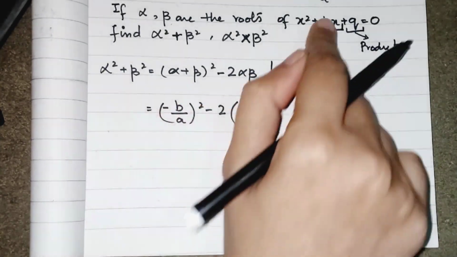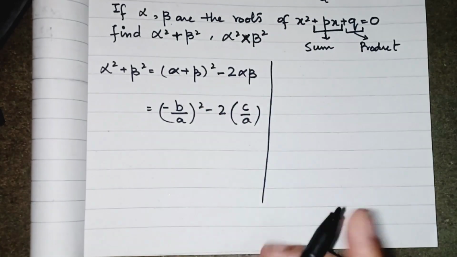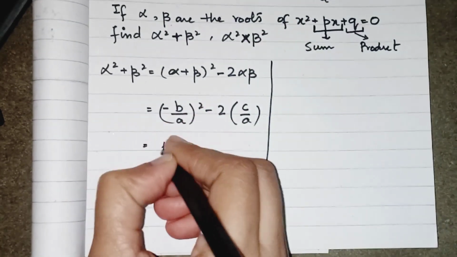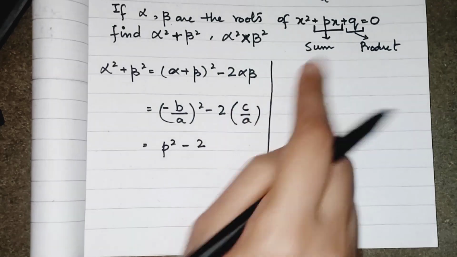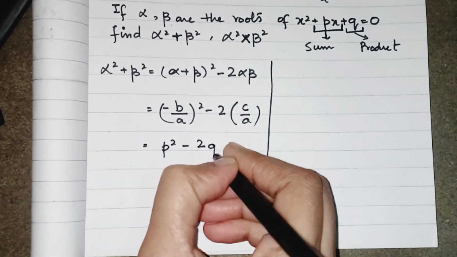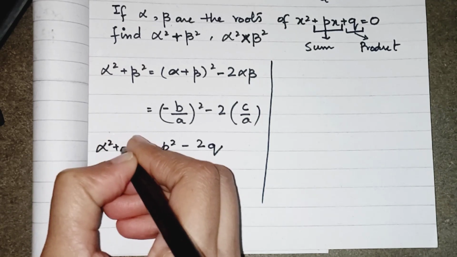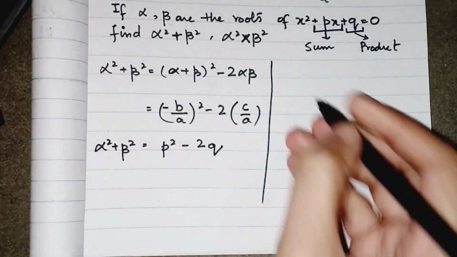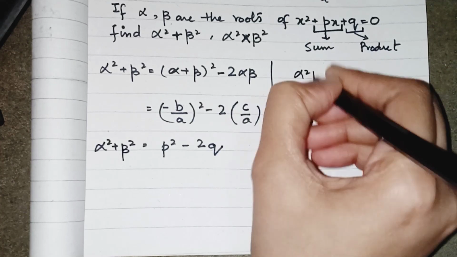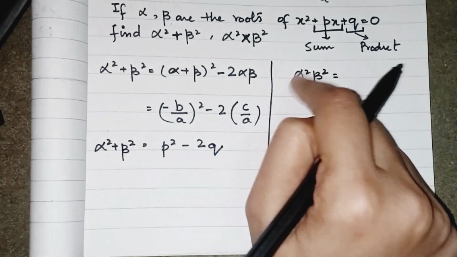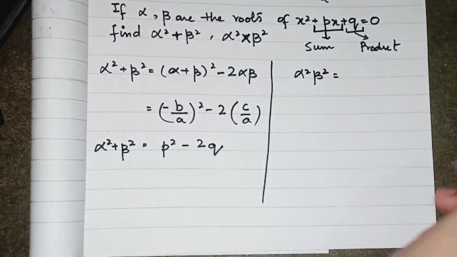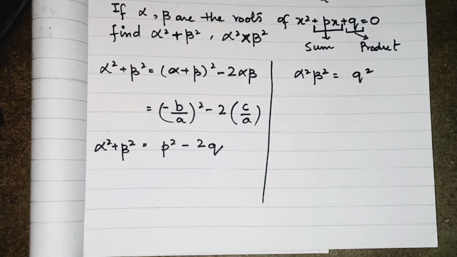So b over here is p and a is 1. So we can say that p square minus 2 c upon a should be equal to q. This one is our answer, which is the required condition that alpha square plus beta square. For alpha square into beta square, when this one is known as q, it's simply q square. Doing some more questions to make it more understandable for all of you.